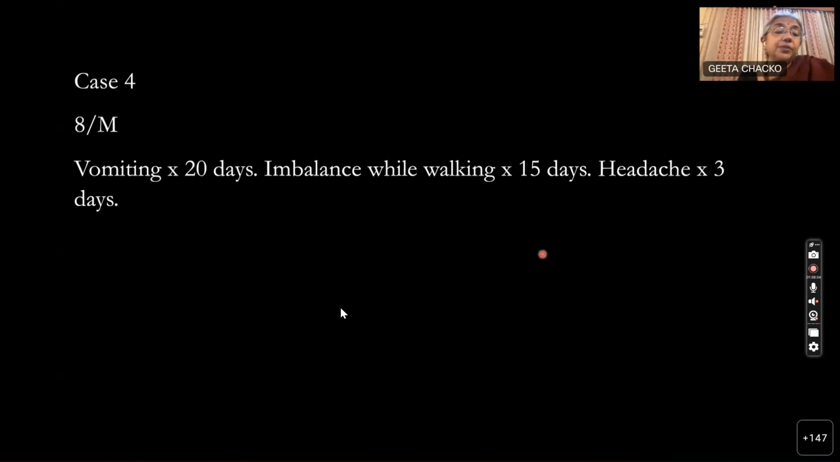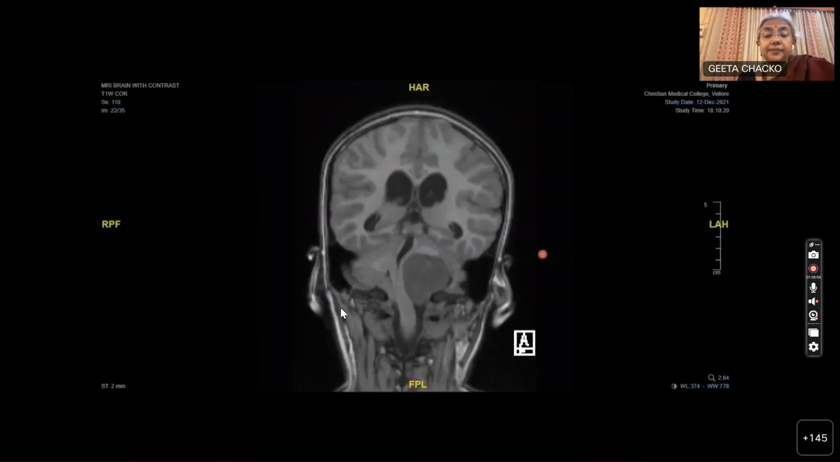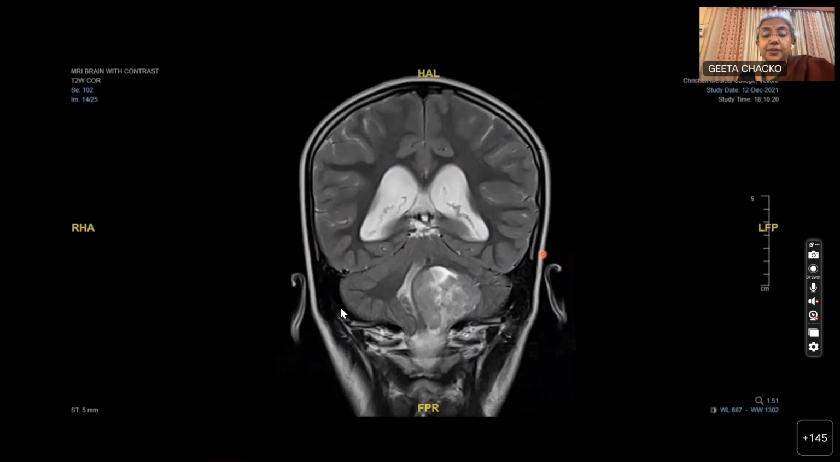Okay, so going on to the fourth case, this goes to Shanti, I think. Is that correct? Yes, ma'am. This is an 8-year-old male presenting with vomiting since 20 days, imbalance while walking since 15 days, and headache since 3 days. So again, a very short history showing that there is some raised intracranial pressure, and this is the tumor.